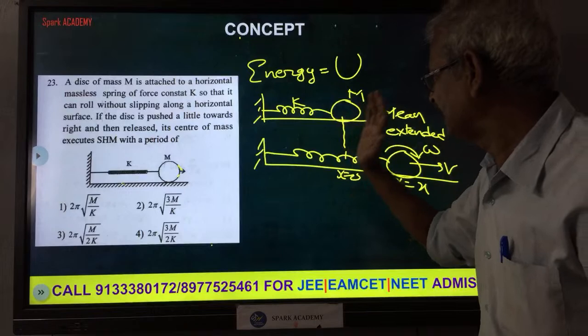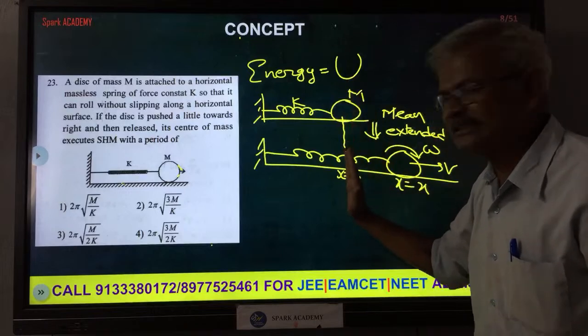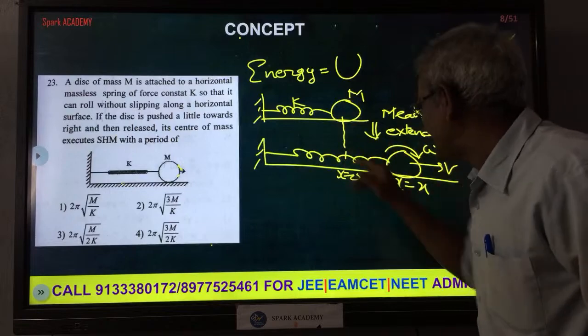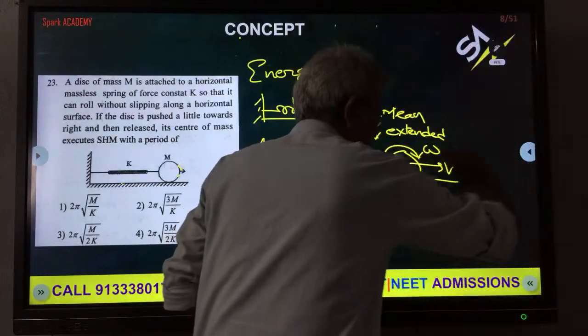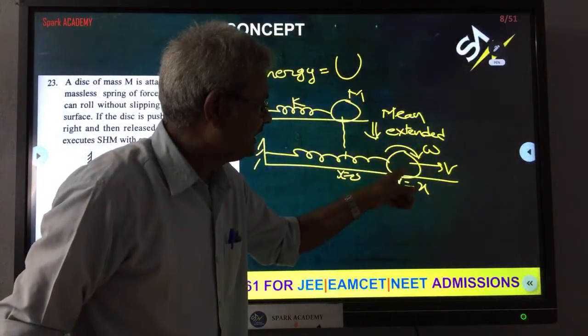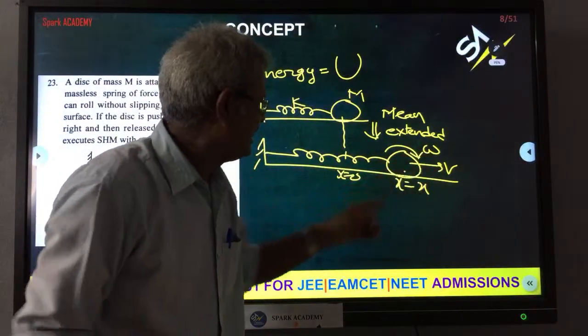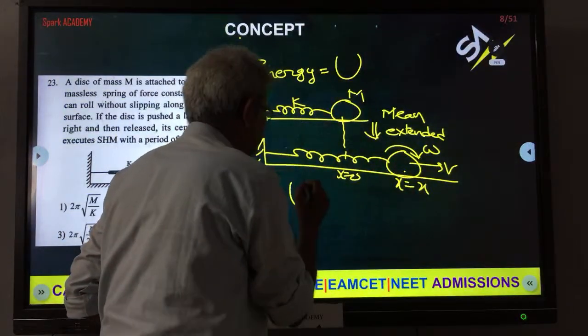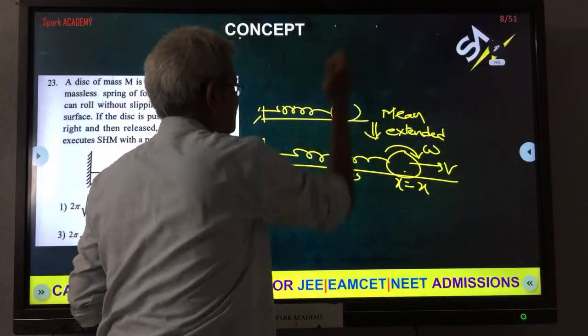Means it executes oscillation. Right side of the mean position, where x is equal to 0, we are assuming you have pushed it to some level. At a point x, you could have pushed it further also. At a given instance, it has both translational as well as rotational motion, and the spring got extended. So, whatever energy you have supplied, I will write here.